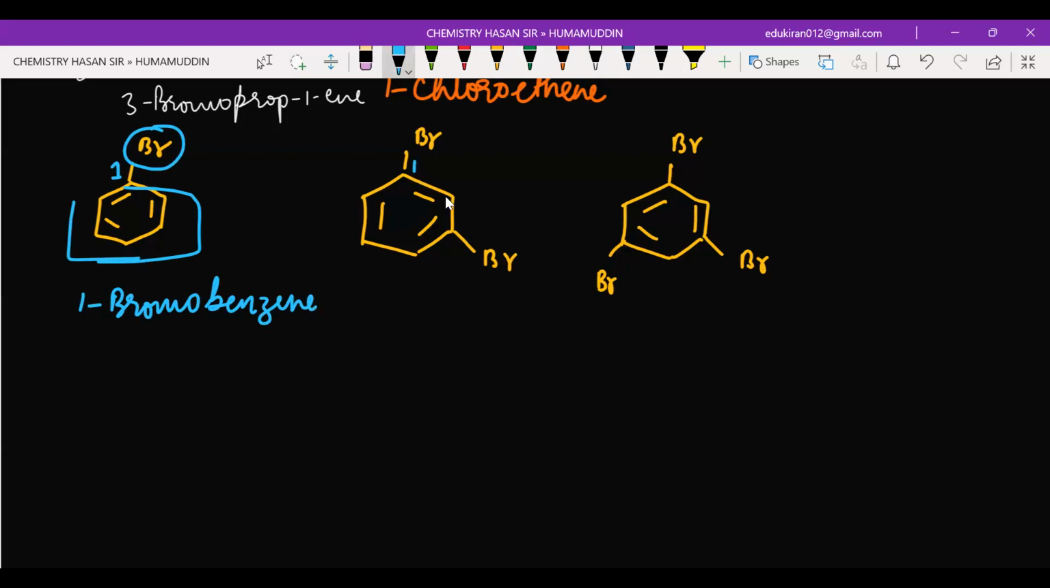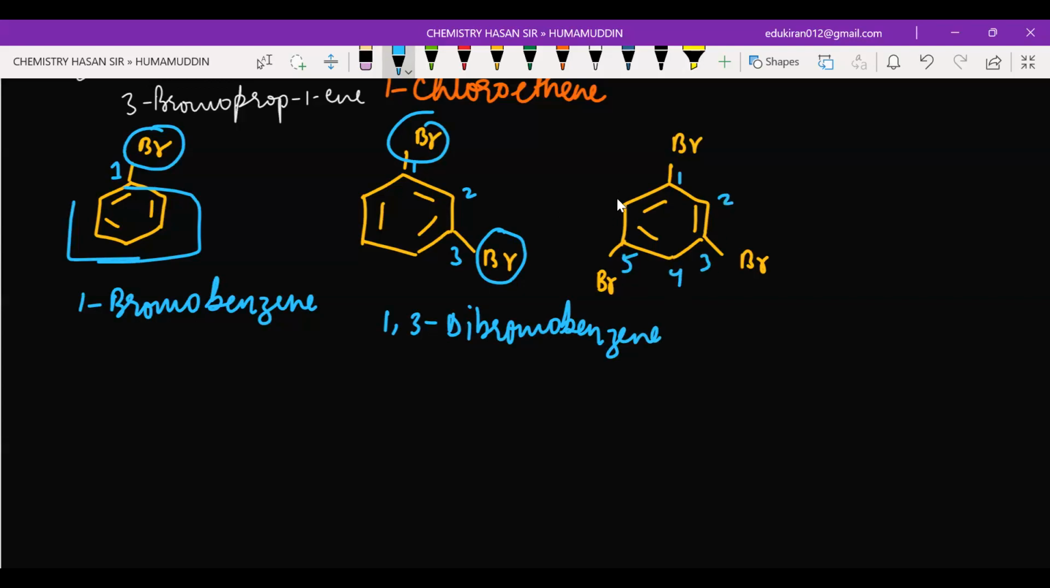Now you just need to number it 1, 2, 3. At first position and at third position bromine is there. So 1,3-dibromo. And what is the name of that part? That is your benzene. In the same way, can you name this? Its name will be 1,3,5. Since 3 comes, so tribromo, and then benzene. Is that clear?